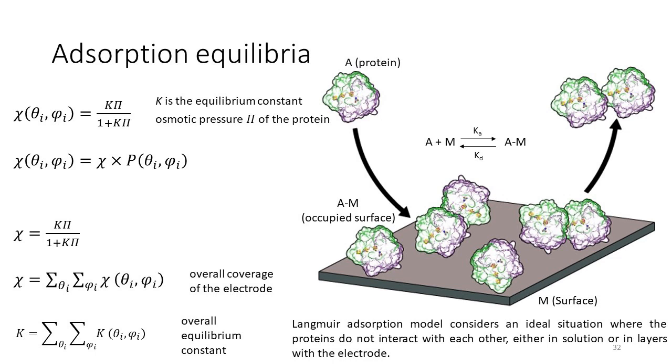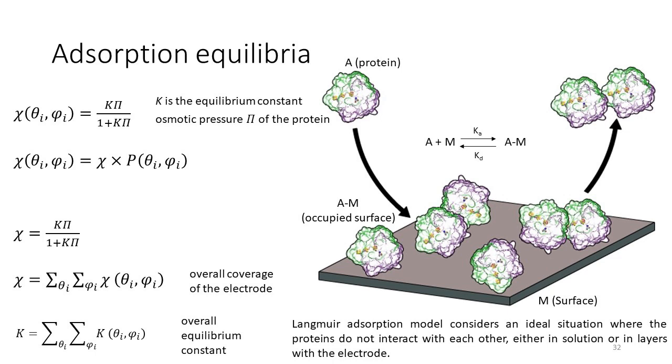The second assumption that I need to accept is that every available space that I have for the adsorption of one protein is going to be occupied. The consequence is that I'm going to have the formation of a single layer. If I have a space and I attach one protein and only one protein, at the end I'm going to cover the total surface of the electrode.